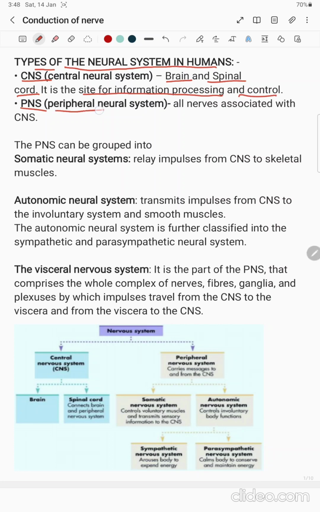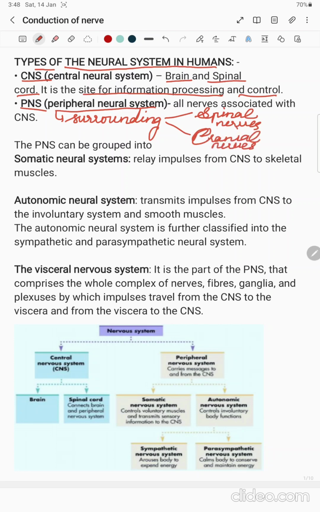Now, what about the peripheral neural system? The word peri means surrounding. This peripheral nervous system comprises spinal nerves and cranial nerves. Spinal nerves are associated with the spinal cord and cranial nerves are associated with the brain. That's why here they have given the definition: all the nerves associated with the central nervous system. Understood? Now this PNS can be grouped into three important components.